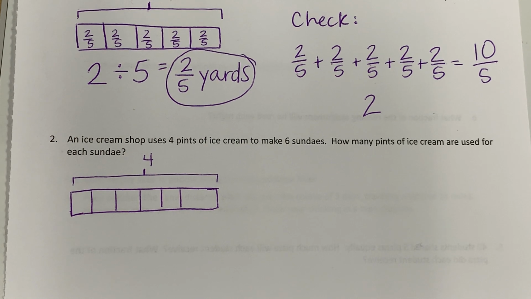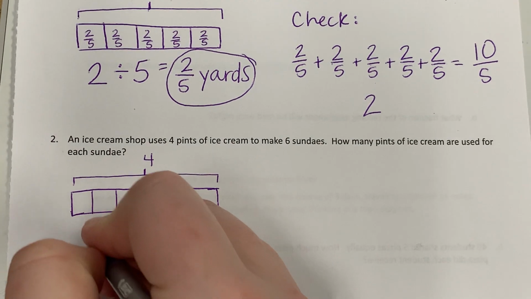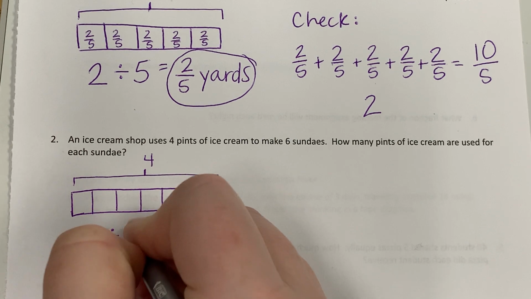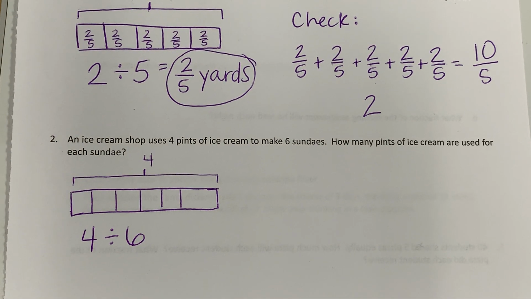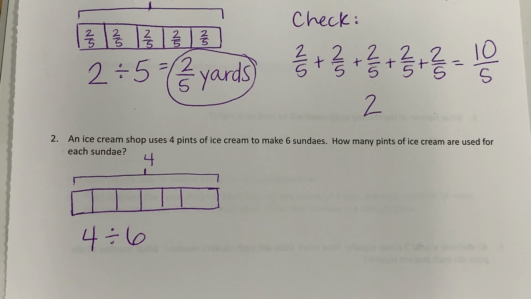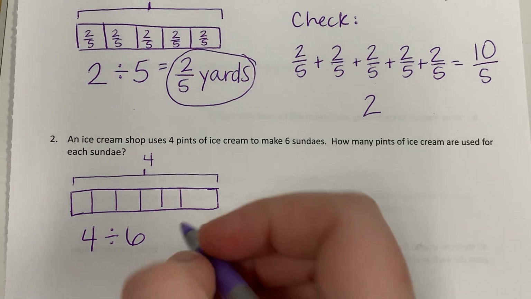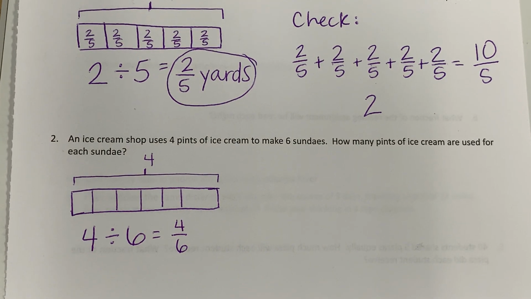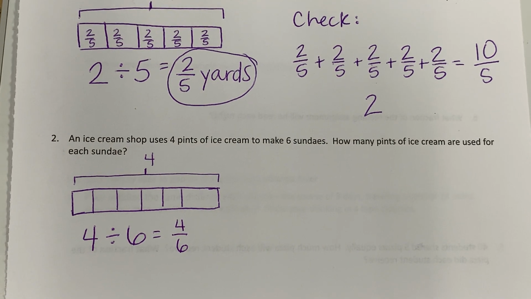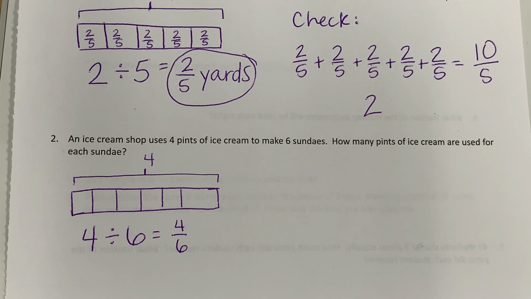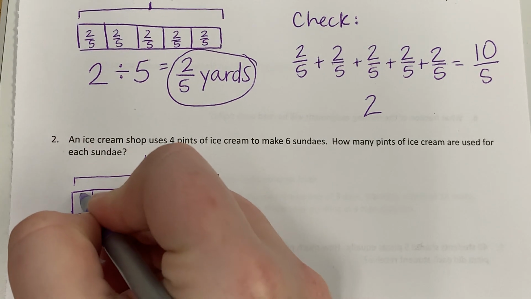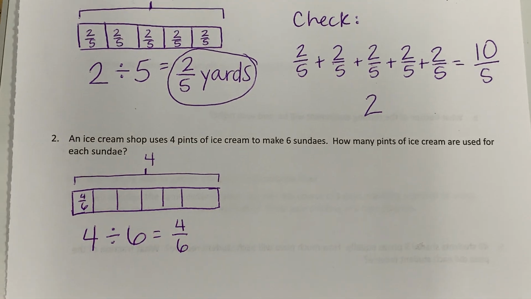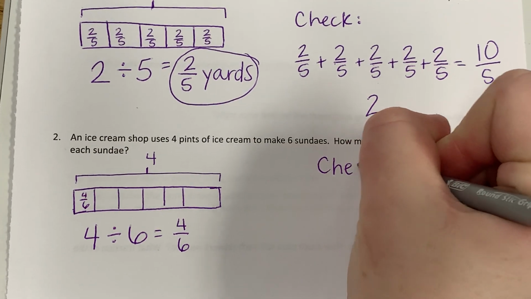So what would my division equation be? Praiselyn? It would be 4 divided by 6. 4 divided by 6. She's right. And how would we write that as a fraction, Trayvon? 4 over 6. So what are we saying each of those squares is worth? 4 over 6. But let's go over here and check before I fill in all those boxes.